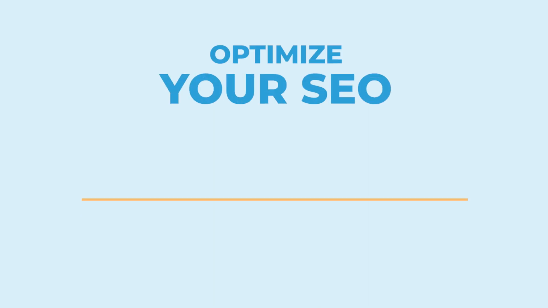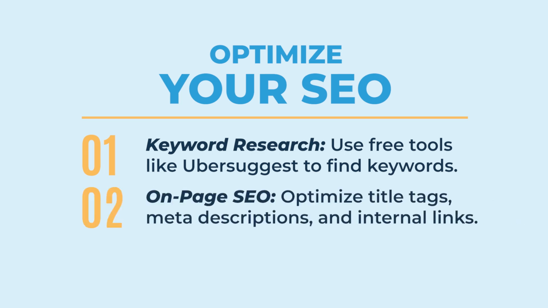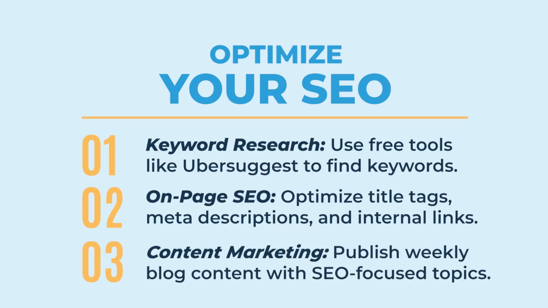So how can you do that? How can you optimize your SEO for higher rankings? Well, the first is to do your keyword research. Again, a lot of free tools out there. One that I love is Ubersuggest, where you can use that tool to find low competition but high traffic keywords. You can also do on-page SEO. This is where you go through your website and optimize all of your title tags, your meta descriptions, your internal links, all of that good stuff. Then there's your content marketing. Are you publishing valuable content on a regular basis?